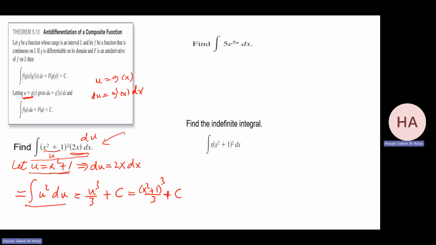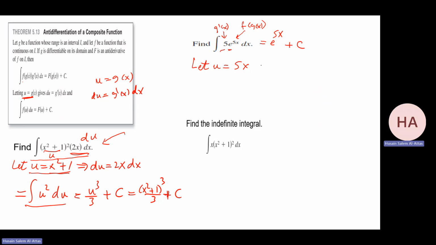Here, if you notice, if I let u equal 5x, so this is f of g of x, which is f of 5x, where my f is e to the power, and 5 is g prime of x. This is the way to look at it as pattern recognition. The integral of e is e, so that will be e to the power 5x, my antiderivative plus c.